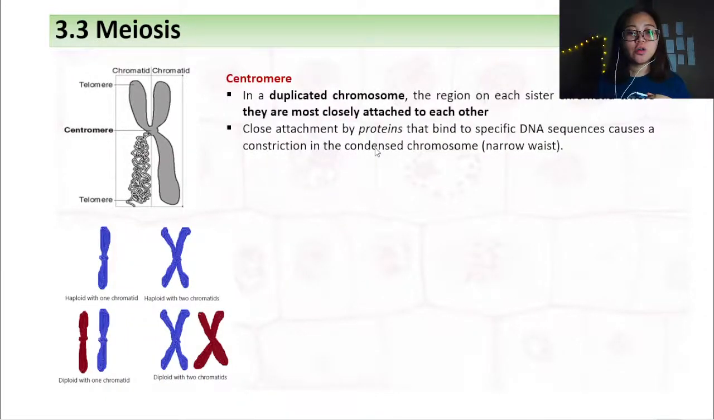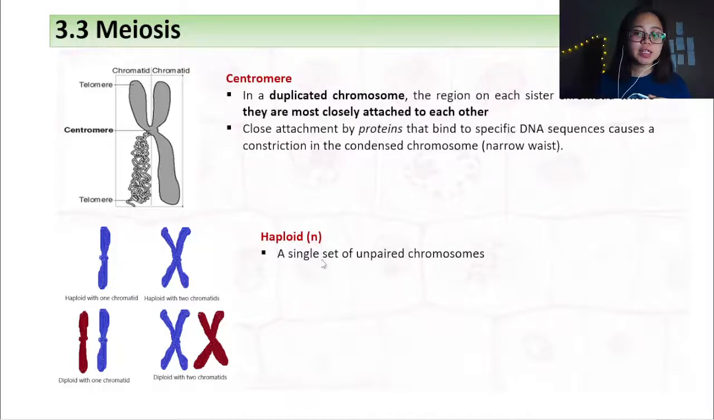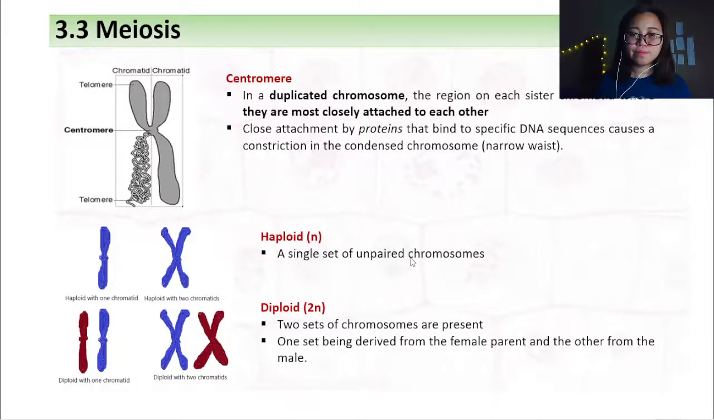Okay. Oh, a few more terms. Another term to go is centromere. Centromere is something I already told you in the previous video, but you can read the full explanation here anyway. This is what I would like to focus more on, which is haploid, meaning a single set of unpaired chromosomes, and diploid, or 2N, which is 2 sets of chromosomes are present. One set derived from the female parent and the other from the male.